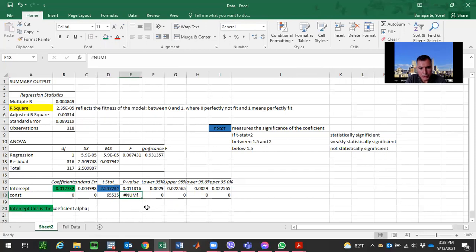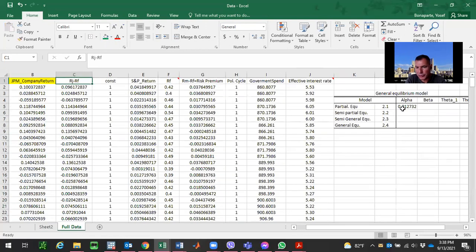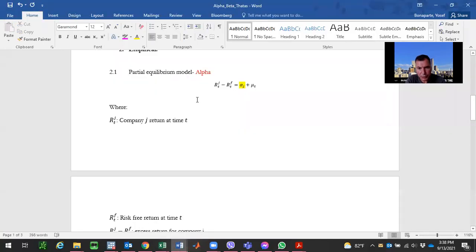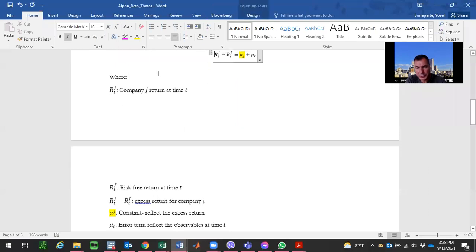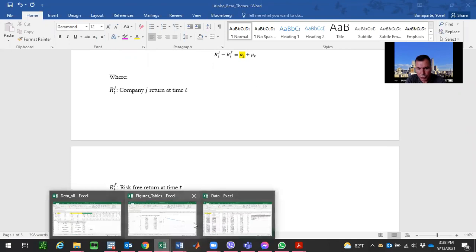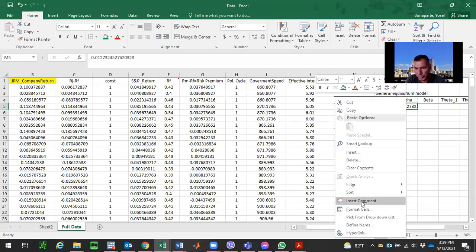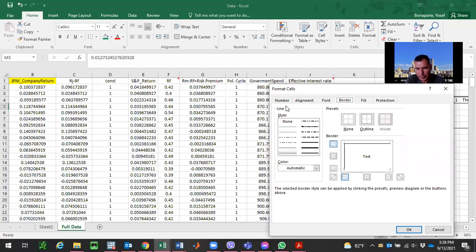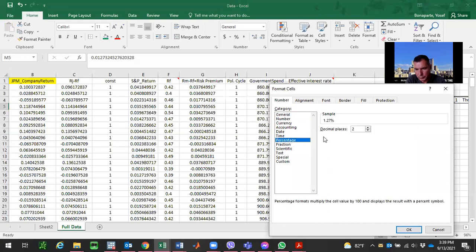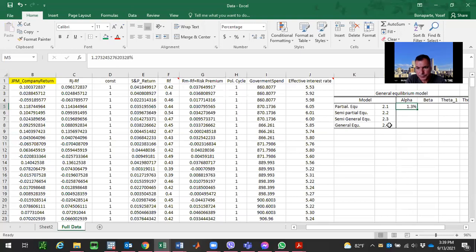Okay. So now what we've done is the first model, which is 2.1 partial equilibrium, where the company has some return, and we find for JP Morgan the alpha is about 1% a month. This means 1% average return in a month. Good. So that's number one.